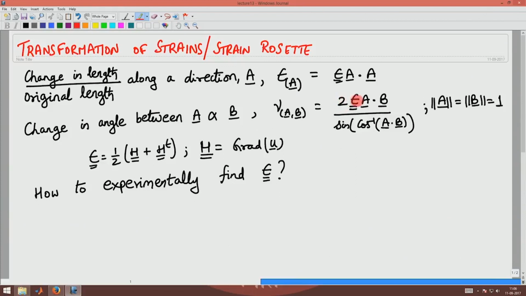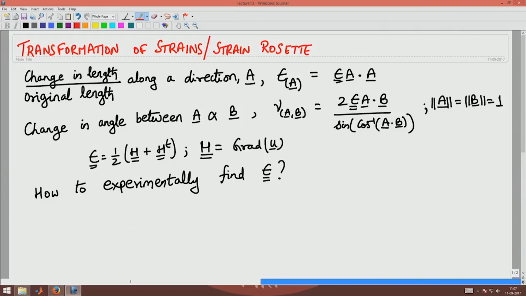which is 2 times epsilon A dotted with B by sine of the angle between A and B, which is cos inverse of A dotted with B, where A and B are unit vectors. Now, we will address a question on how to experimentally find the strain tensor. We can't measure changes in angle directly using an instrument, and hence we have to infer the change in angle also by measuring changes in length along 3 different directions.